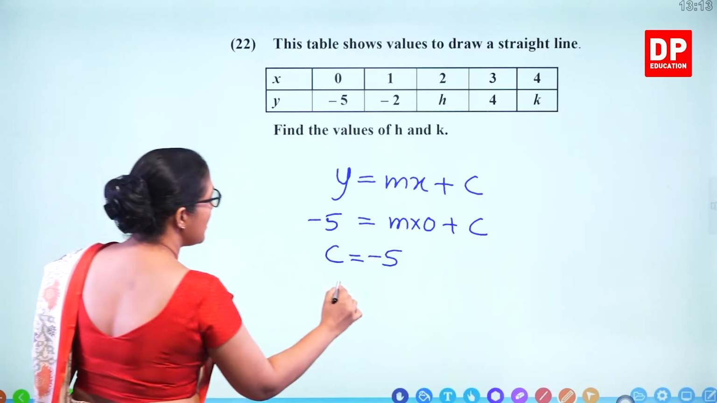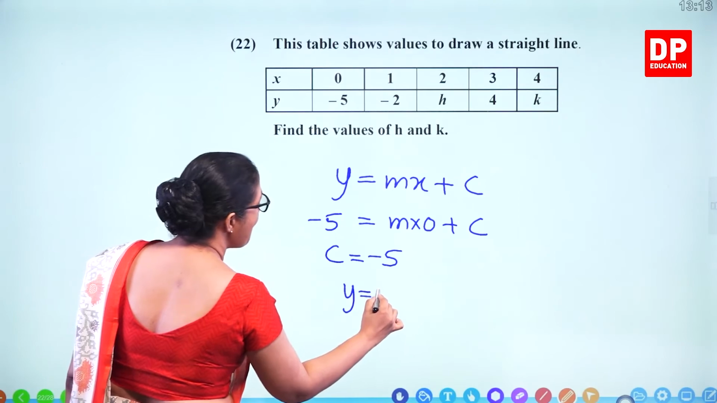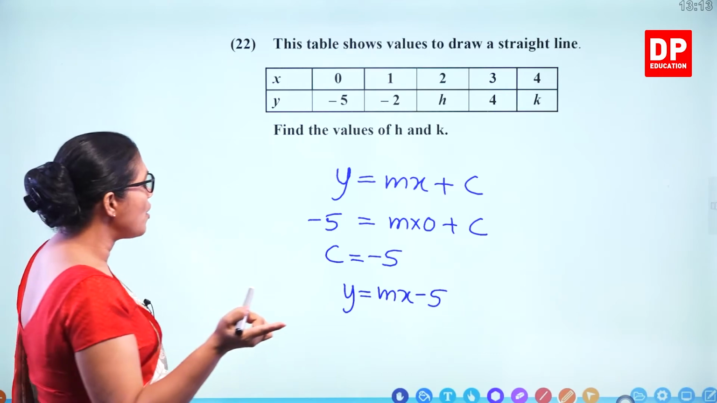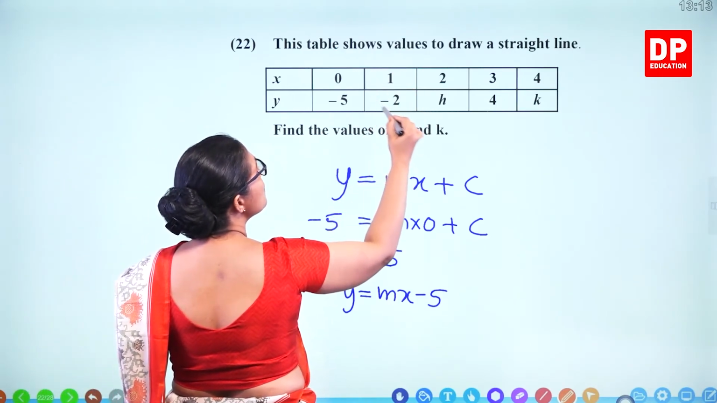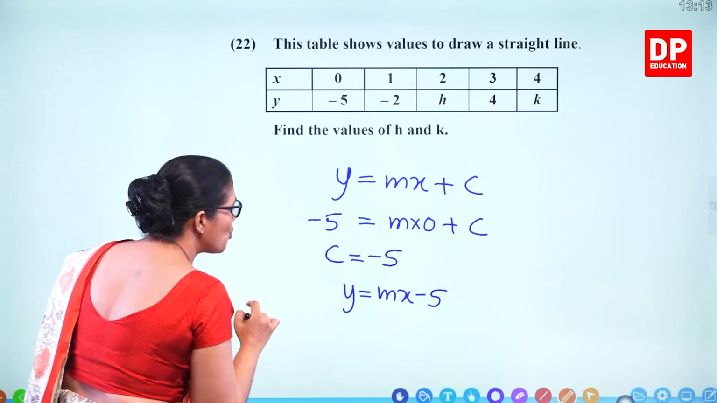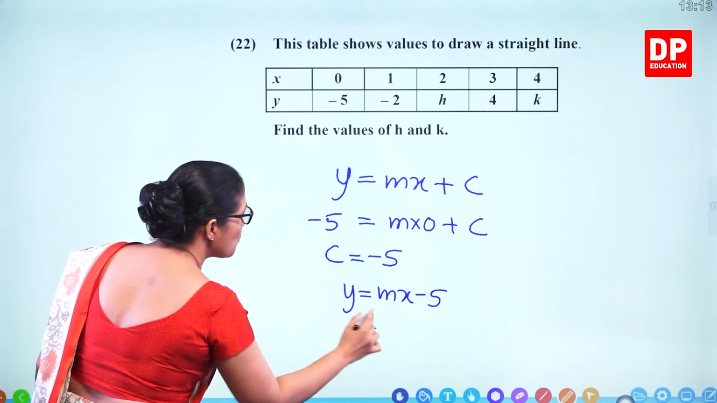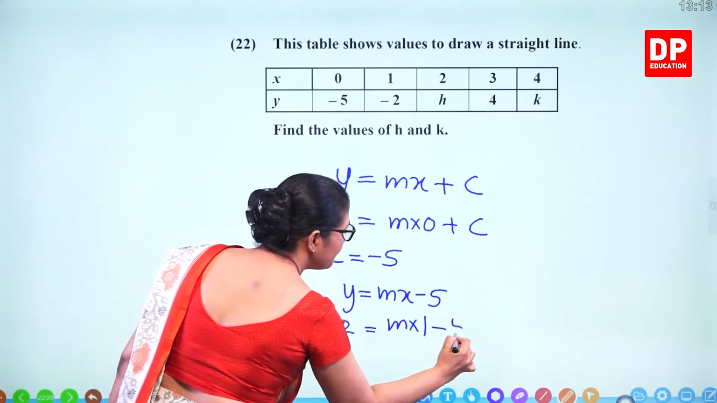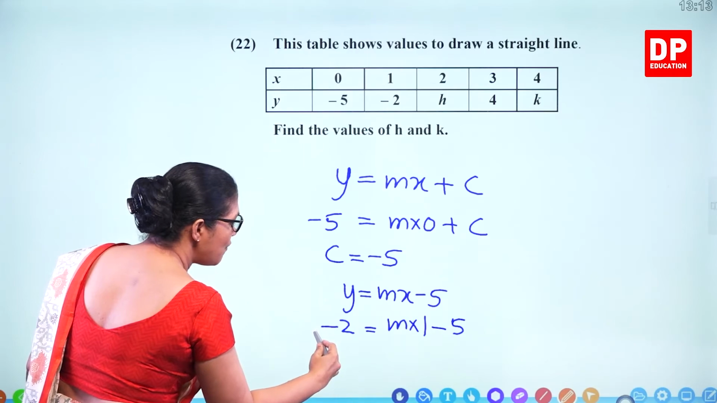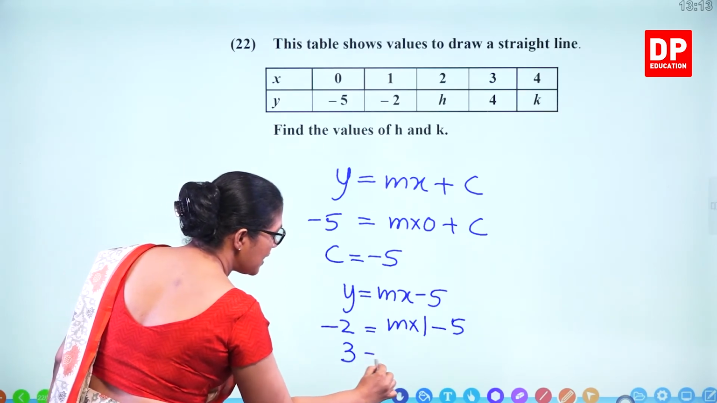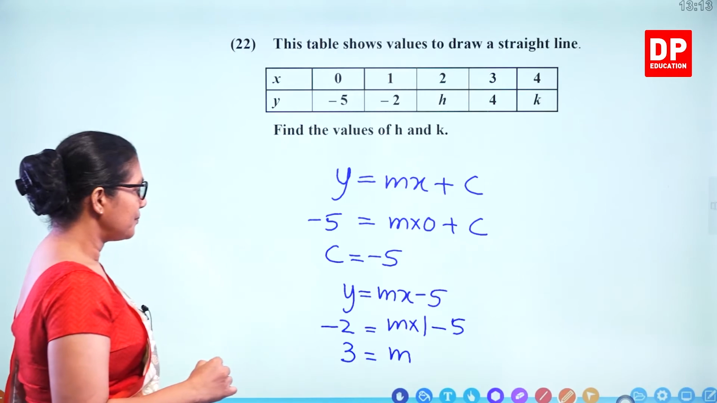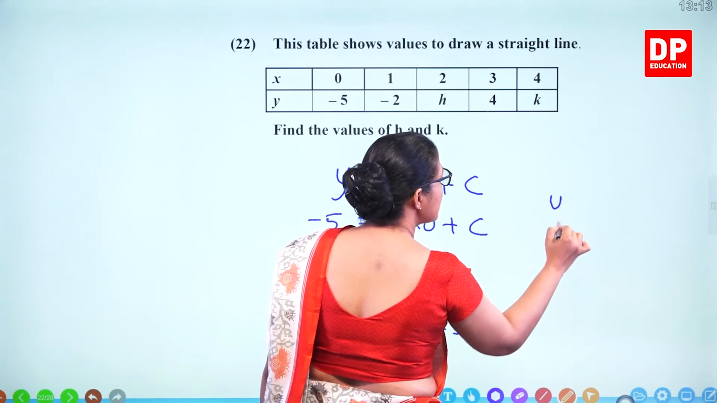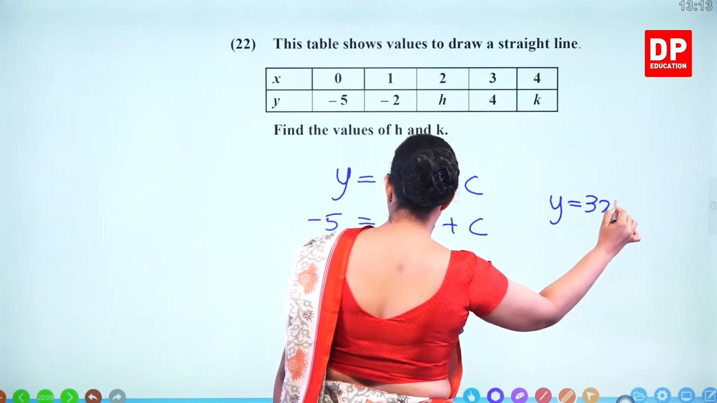So what's the equation then? y equals mx minus 5. Now you need another value to find out m. We'll substitute this one, 1 and minus 2. When x equals 1, y equals minus 2. Take minus 5 to the other side. 5 minus 2, that's 3, is equal to m. Now we have the equation y equals 3x minus 5.